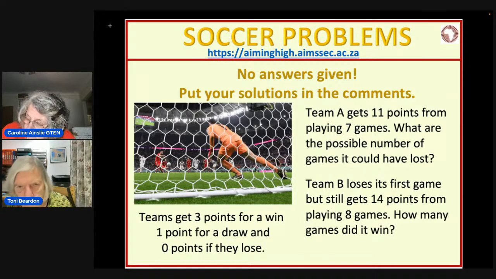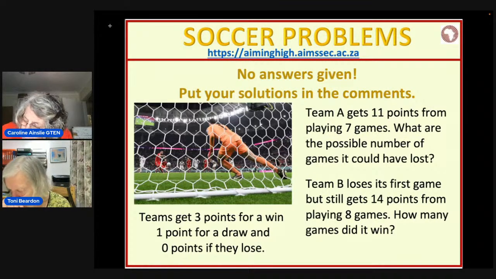4 wins, that's 12 points. 2 draws, that's 2 points. And 2 losses, including the first one that we already know about. So that's one solution. Now, are there any other solutions?